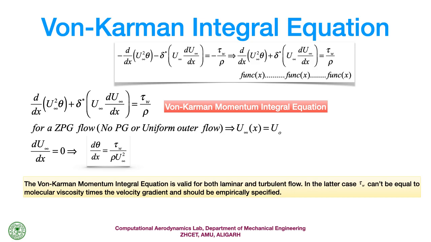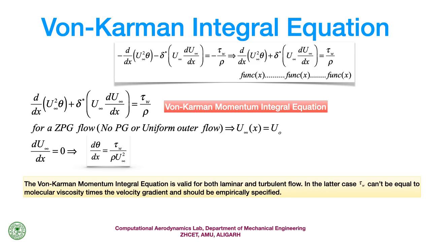Now for a zero pressure gradient boundary layer, where u infinity is equal to u naught, du infinity by dx is 0. Therefore the momentum integral equation reduces to d theta by dx equals tau wall by rho naught u infinity square.